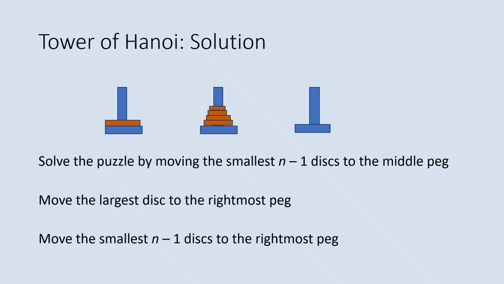And so the solution to the problem becomes: to solve the case of n, let's solve the case of n-1 in a slightly modified version. Instead of moving those n-1 to the far right, we move them to the middle. Then we move the big one over, and then we solve the n-1 task again, moving from the middle to the far right. Well, how do we move the n-1 to the middle?